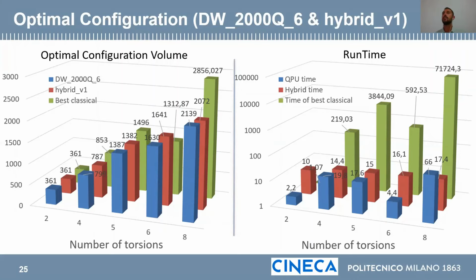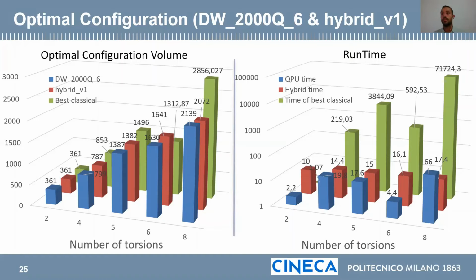But more interestingly, as we can see on the right, the run times compare the time it takes for the classical algorithm to get the best classical volume, compared with just the QPU time and the hybrid time, not the time to construct the Hugos, just the QPU and hybrid time. And as you can see, the D-Wave and the hybrid solver in this case have a great advantage with respect to the time of the best classical.